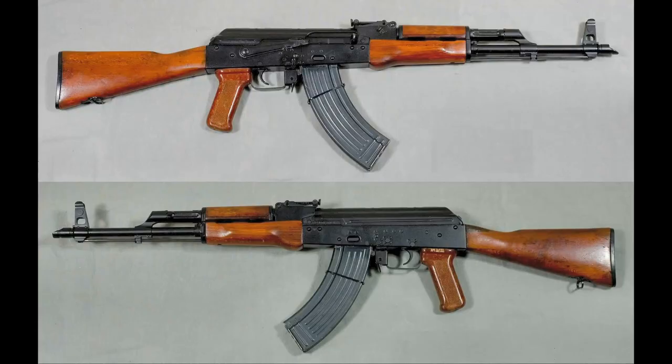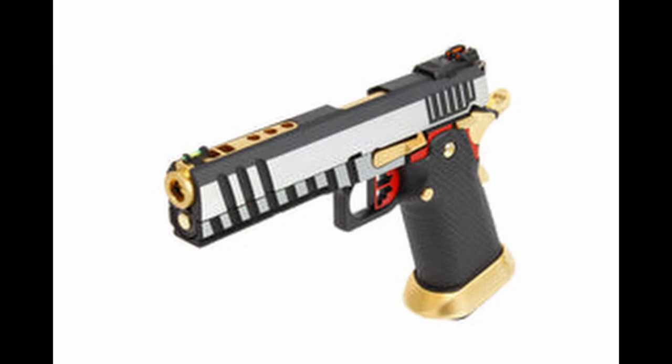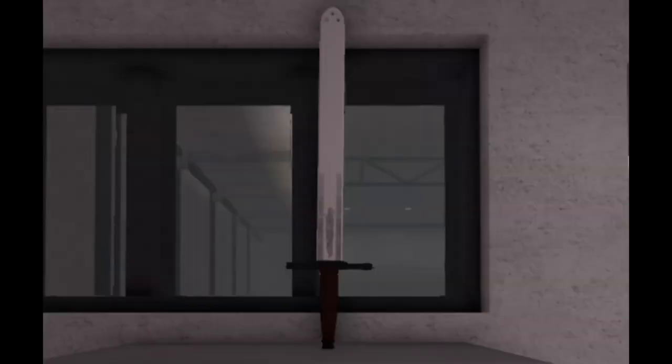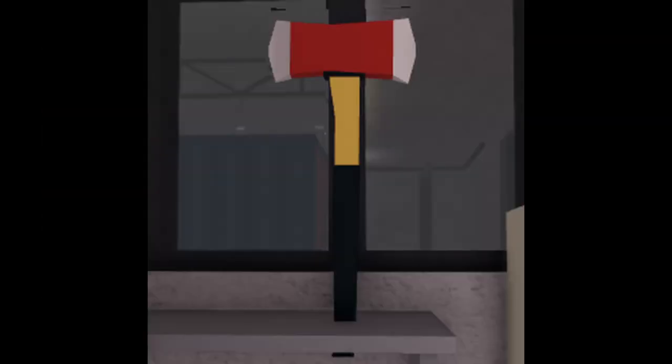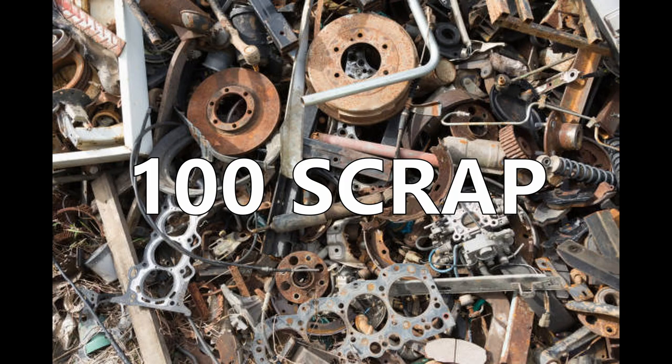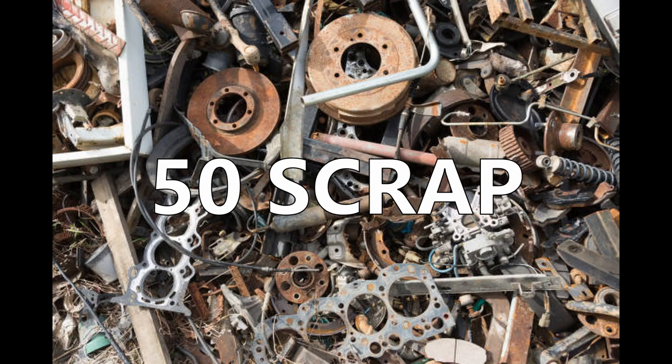Blueprints that are useful: AKM, KSG, High Kappa, Maria, Decimator, Executioner Blade, Fire Rear Axe. All useful. They all require 100 scrap to build, except the Fire Rear Axe and High Kappa. They require 50. Here's a short clip of crafting.